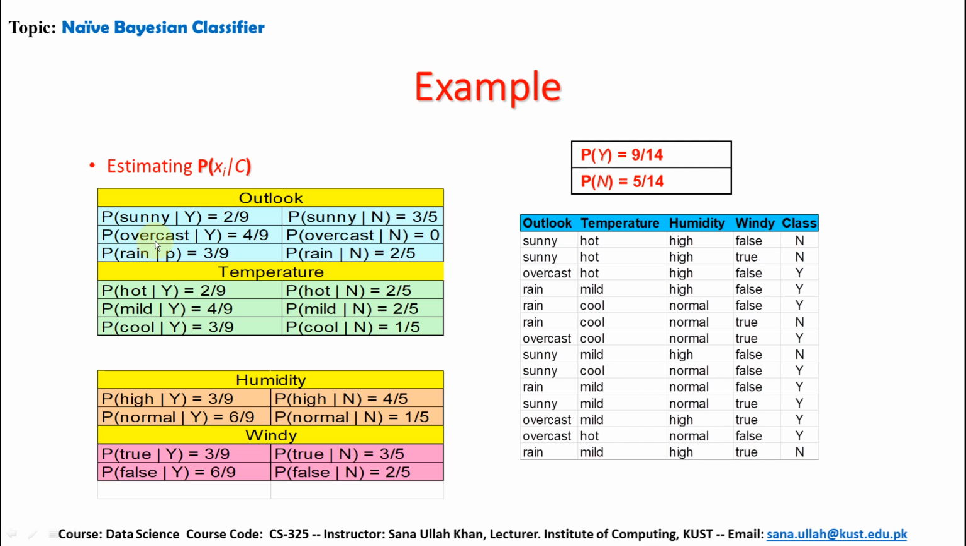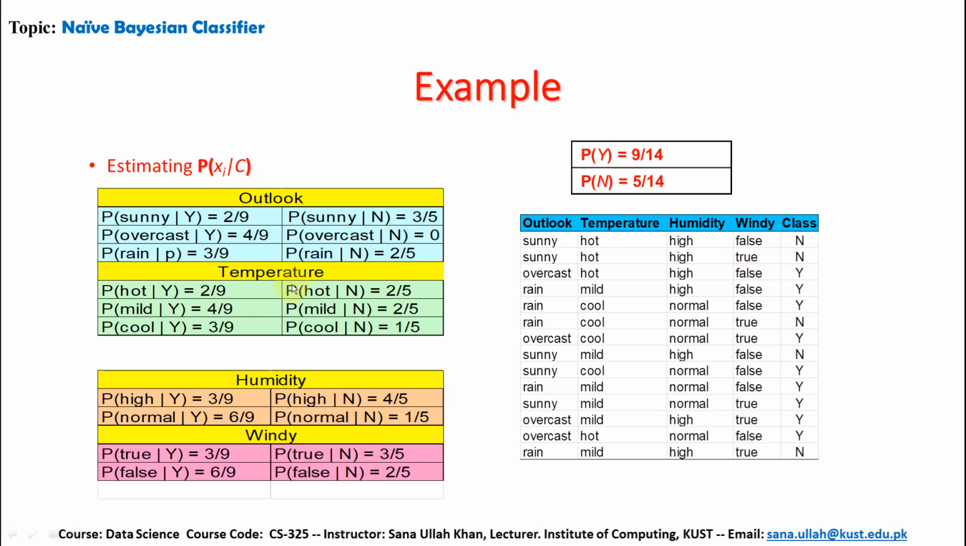The same is the case for the probability of overcast. The total number of overcast is 1, 2, 3 and 4. Now check overcast with class yes: 1, again 2, 3 and 4, meaning all 4 overcast are associated with yes. So overcast given yes is equal to 4 by 9. Overcast given no is equal to 0, because the total is 4 and none is associated with no.